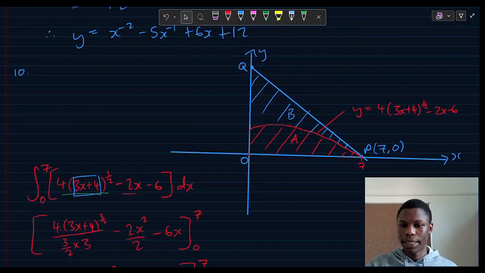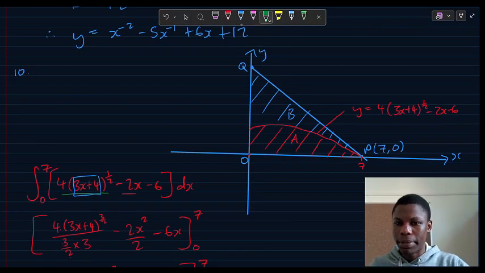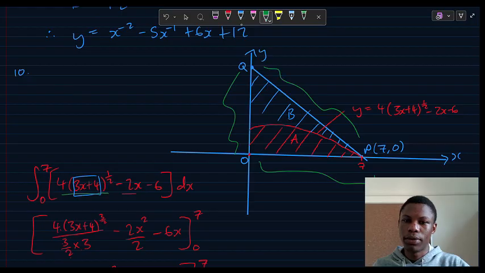Part B is find the area of region B. So to get region B, it's going to be the area under your blue line PQ. So it will be the whole triangle, OQ, OP, PQ. So the whole triangle, and then subtract the red area. That will give you the blue area.